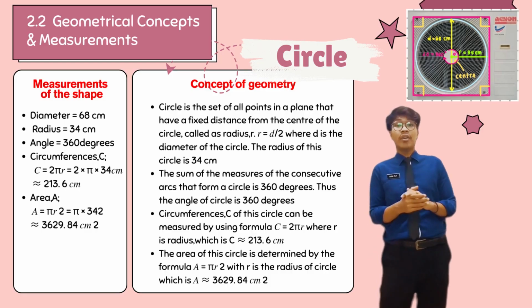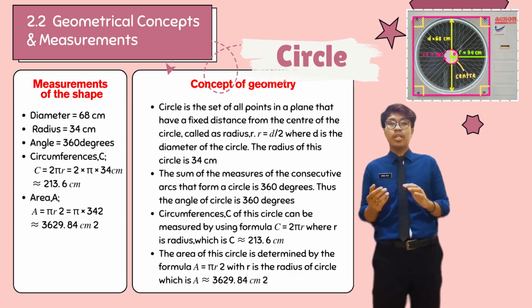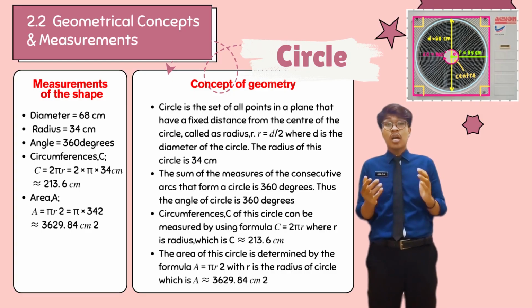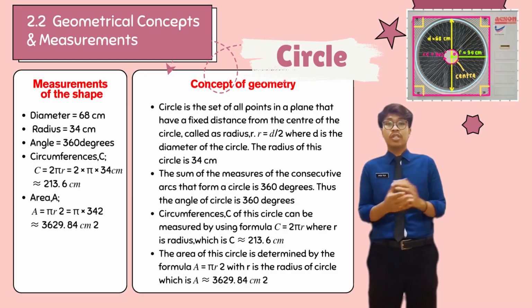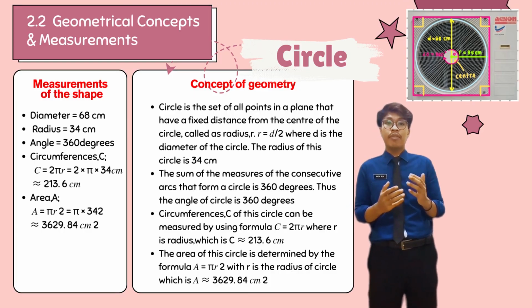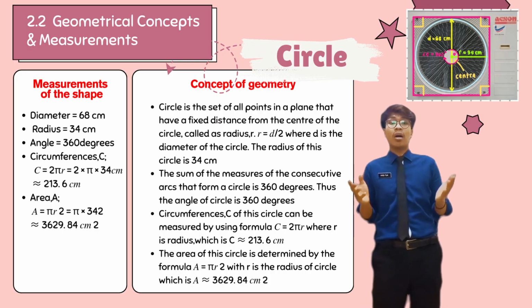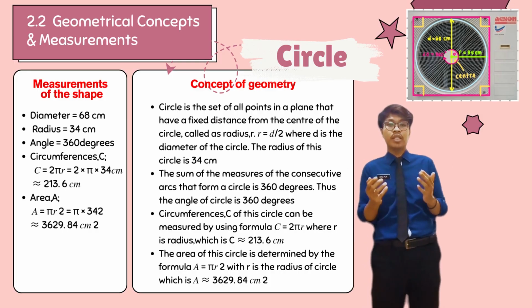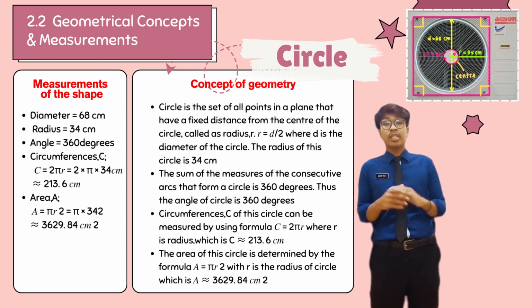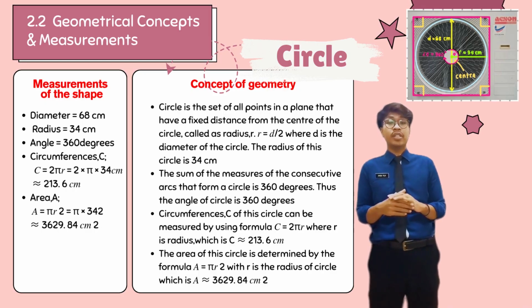And next is the area of the circle, which is 3629.84 cm square. We can find the area of the circle by using pi r square. And next, I will go to the concept of the geometry of the circle. A circle is the set of all points in the plane that have a fixed distance from the center. Next, the sum of the measures of the consecutive arcs that form a circle is 360 degrees. Thus, the angle of the circle is 360 degrees.